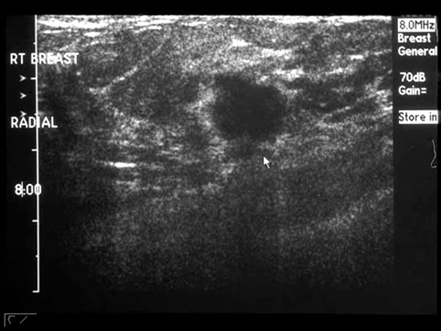It's indistinct. This is a mass that's almost as anechoic as a cyst, but does not have enhanced through transmission, and actually is what many cancers will look like. Very hypoechoic in comparison with the surrounding fatty tissue.